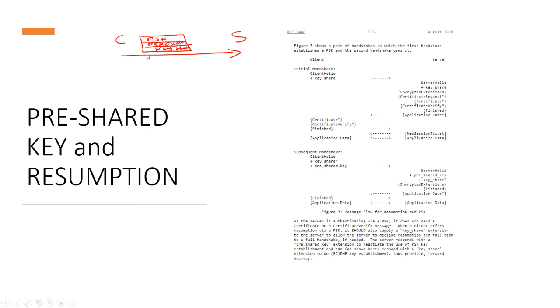Now the server will receive this. The server will select the PSK, and as the server is authenticating via PSK, it doesn't send a certificate or certificate verify message. When a client offers resumption via PSK, it should also supply a key share extension.